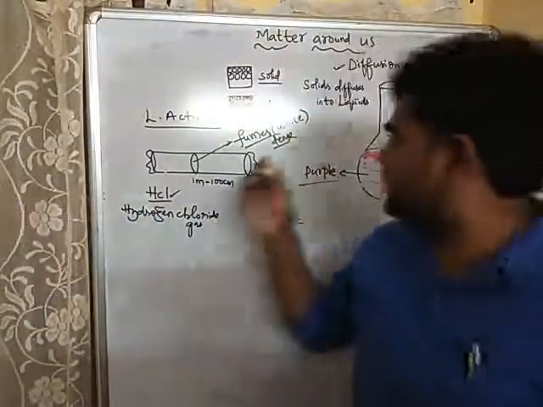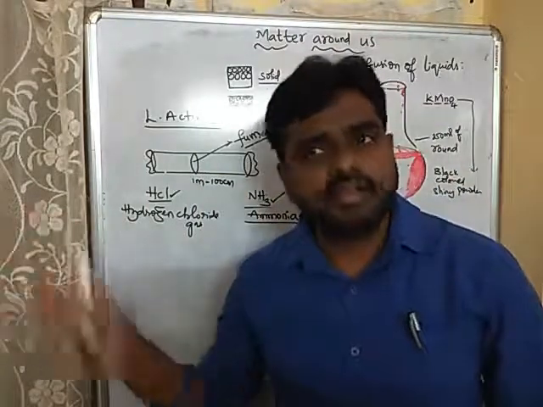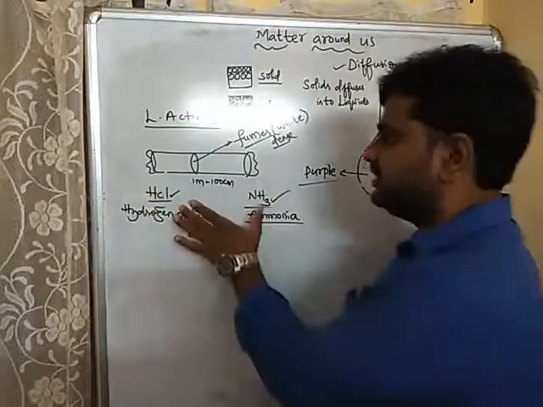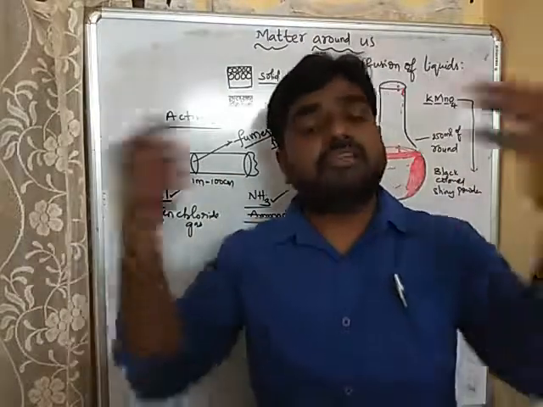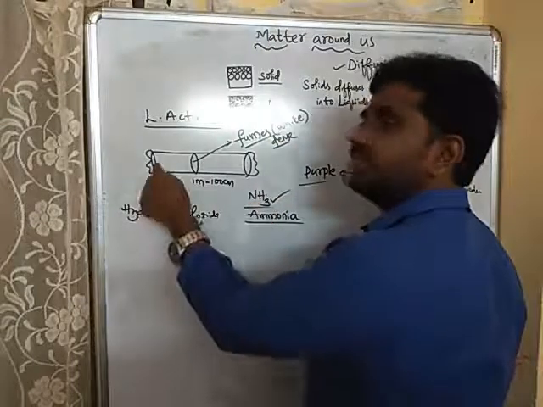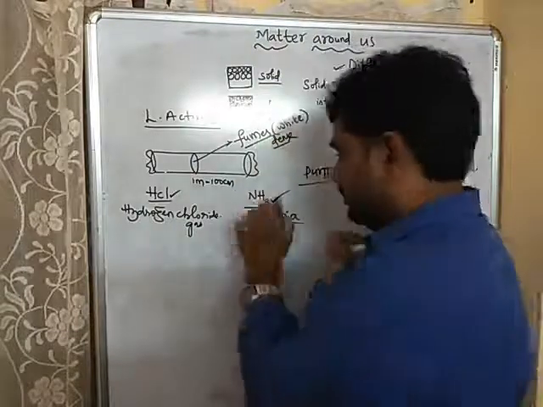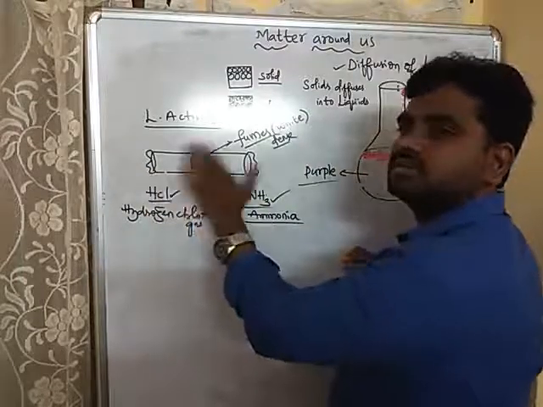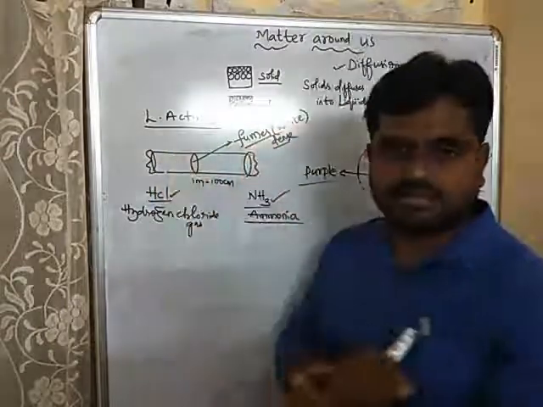So by seeing this fume, we can say that it was a chemical reaction between ammonia and HCl. That means these two were mixed, but actually physically we did not mix them. But what happened? The gas molecules of ammonia and HCl might have traveled through this glass tube. Did you understand now? The molecules of ammonia and HCl might have traveled inside the glass tube, and they met somewhere in the middle.